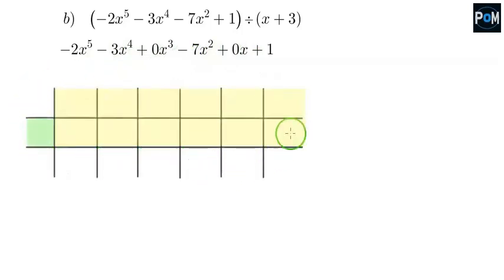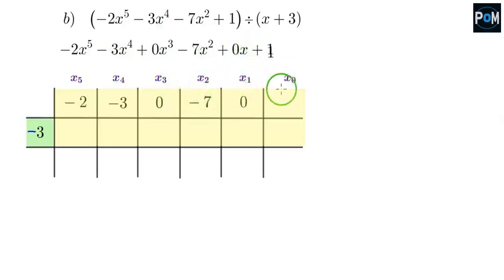Our table looks just like before. 3 rows. We start with this number 3. Here it's a positive 3, so we copy this 3 here, but it must have a changed sign, so it will be minus 3. Then here will be the coefficients, starting with the highest power, which is x to the power of 5. And the minus 2 goes here in the table. The minus 3 goes here in the table. 0 goes here. Minus 7 here. Another 0 here. And finally the 1 at the end.